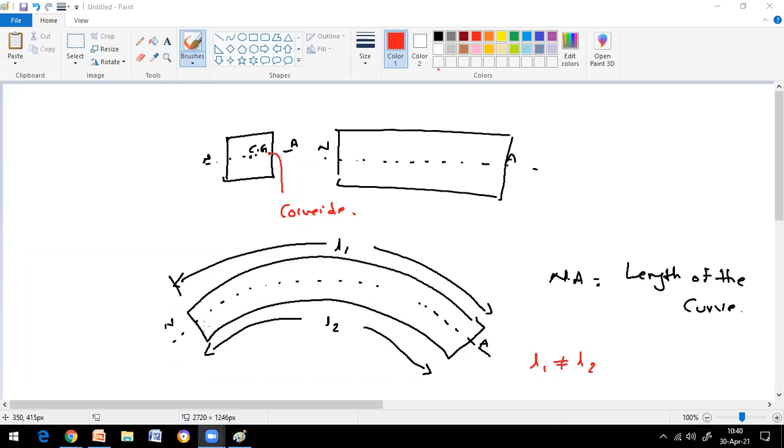But what happens to the centroidal axis? Here, the centroidal axis will be somewhere away from the neutral axis. If you see the curved beam, the centroidal axis will be this. So these two won't be the same. When the centroidal axis and the neutral axis are not the same, what happens? There is a possibility of torsion.